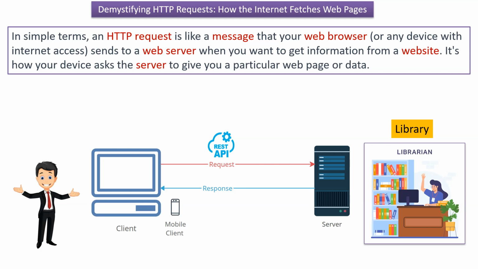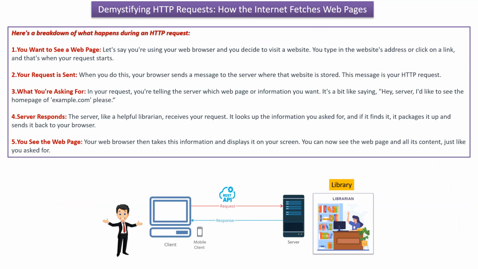In this video tutorial I will explain HTTP request. HTTP request is like a message that your web browser sends to the web server when you want to get information from a website. It is how your device asks the server to give you a particular web page or data. Now we will see what happens during an HTTP request.